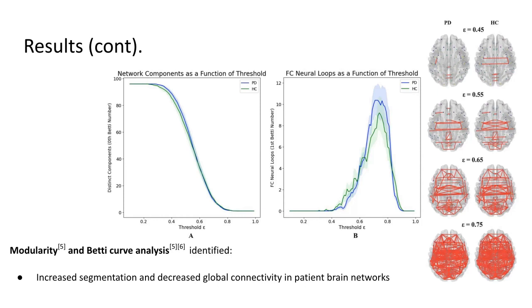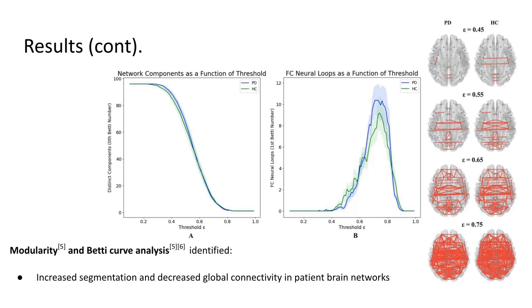Modularity and Betti curves were used to assess the global network effects on the part of PD. An independent t-test found that modularity between the groups differed significantly. PD patients, on average, had higher modularity than the control group, meaning they had a more segmented network structure.